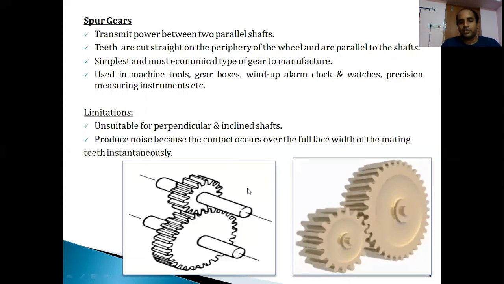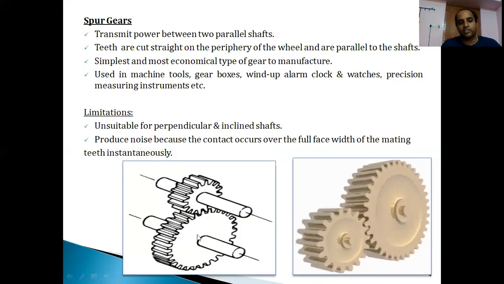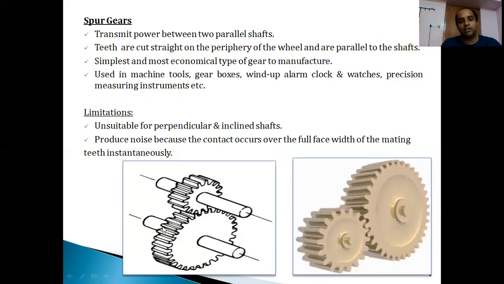If you observe both the pictures here, in this picture you can see there are 2 gears. These are the 2 shafts on which these gears have been mounted. This is gear 1, this is gear 2. Gear 1 is mounted on this particular shaft, gear 2 is mounted on this particular shaft. If you see the axis of these 2 shafts, how they are being mounted, both are parallel to one another.